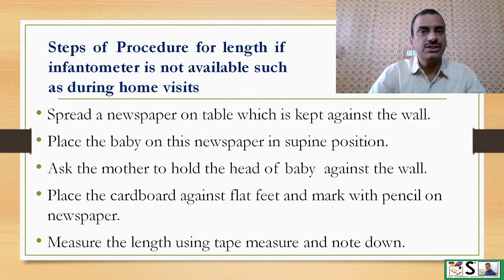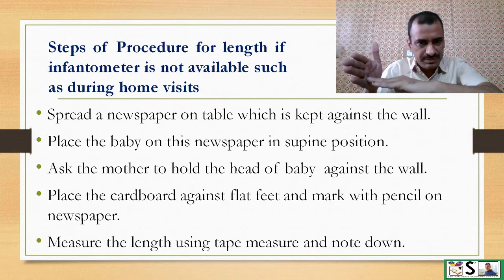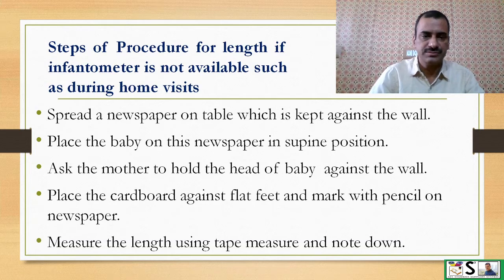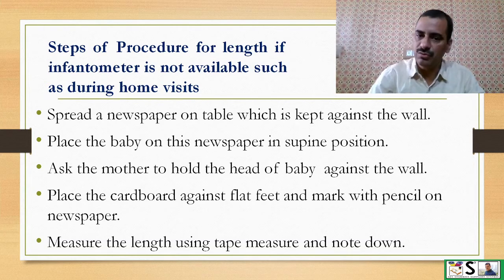Now the steps of procedure for length if the infantometer is not available, such as when we are in the community for a home visit. Then what will we do? Now we spread a newspaper on the table which is kept against the wall. So this is the wall and here is the table. Then we spread the newspaper. Ask the mother to place the baby on the newspaper in supine position, and the mother will hold the head of the child against the wall.